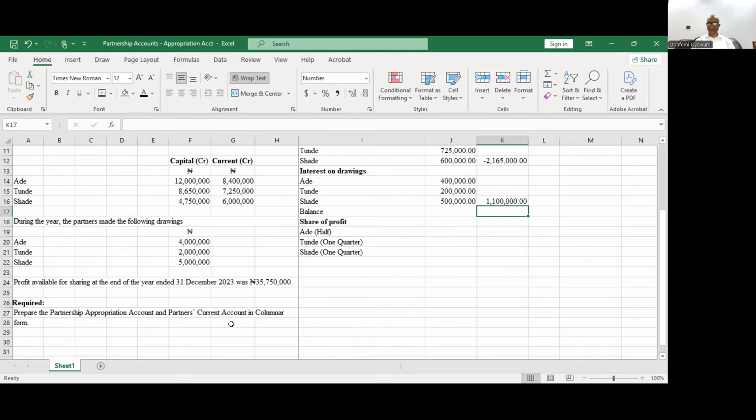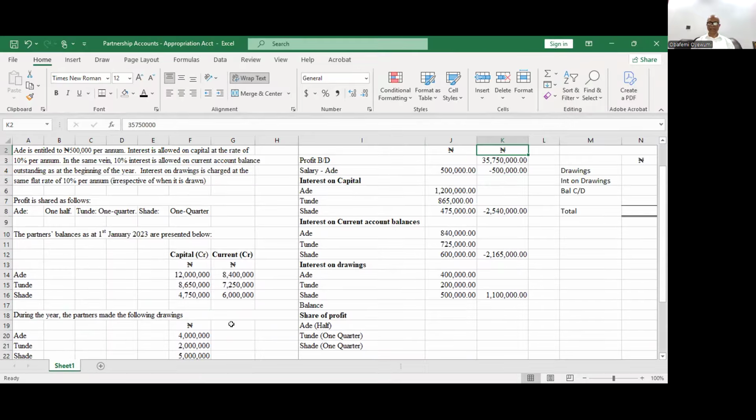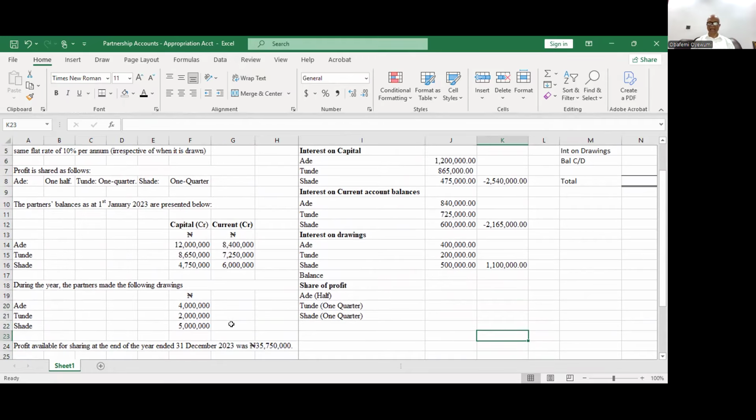So at the end of the day, what do you want to do? Calculate everything together, and deduct salary, deduct interest on capital, deduct interest on current account balances, and then next time around add interest on drawings. So that's what we're going to be doing. Let's go and do that right now.